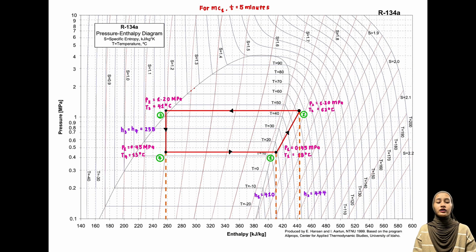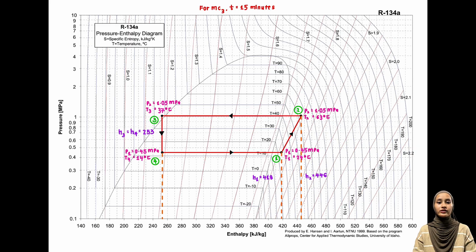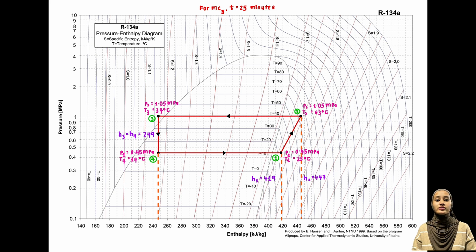This is the pump cycle for MC1, which is t is equal to 5 minutes. This is the pump cycle for MC2, where t is equal to 10 minutes. This is the pump cycle for MC3, where t is equal to 15 minutes. Next, this is the pump cycle for MC4, where t is equal to 20 minutes. And the last one, this is the pump cycle for MC5, where t is equal to 25 minutes.